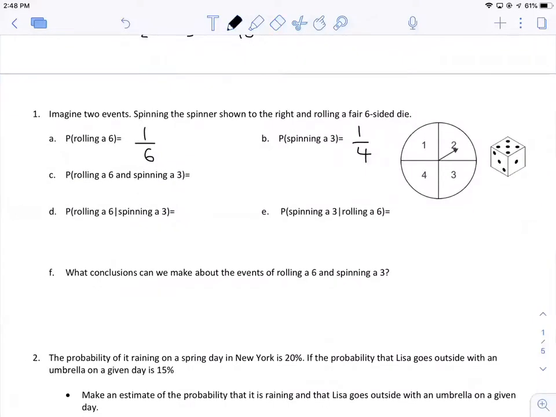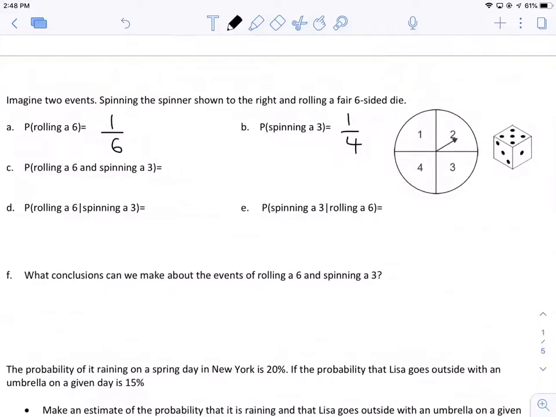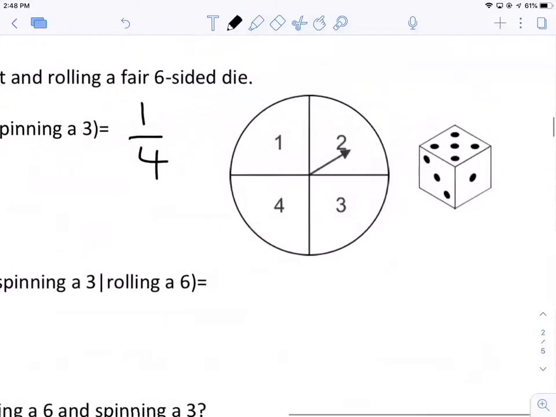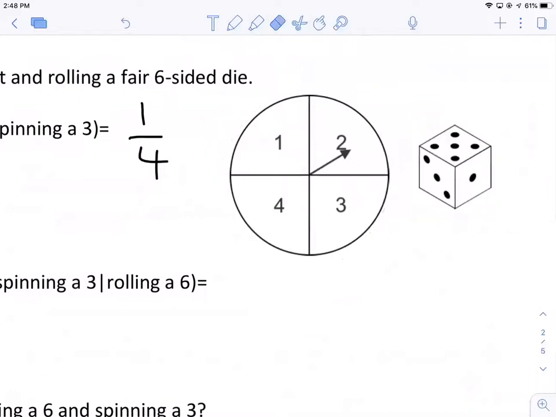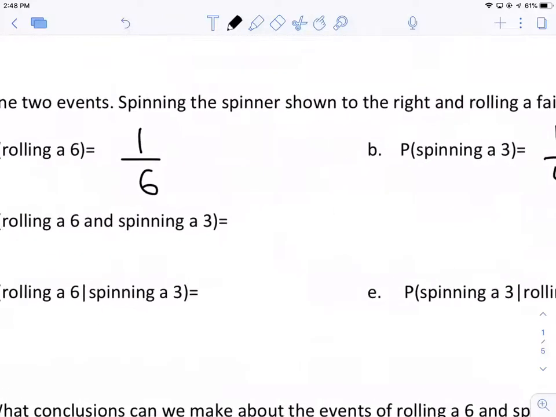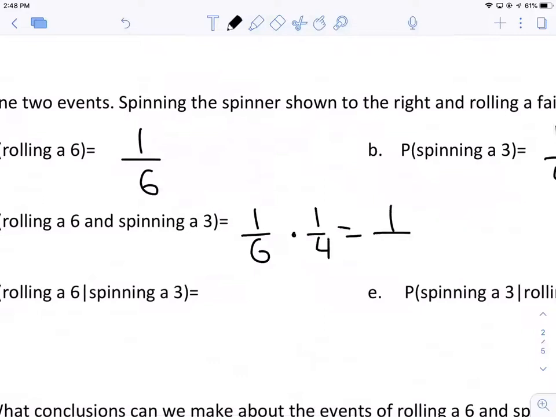So therefore, if I roll a 6 and then spin a 3, what is the chance of that happening? Well, I would say that these two events are independent, yes, because when you roll the die and then you spin the spinner, one outcome does not affect the other outcome. So these are independent events. So again, we can just multiply the two probabilities. So the chance of rolling a 6 is 1 out of 6. The chance of spinning a 3 is 1 out of 4. The combined chance of both happening is 1 out of 24.